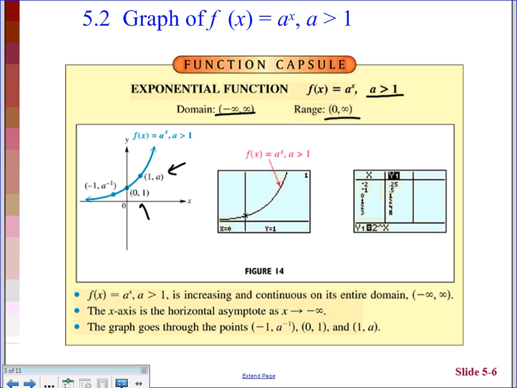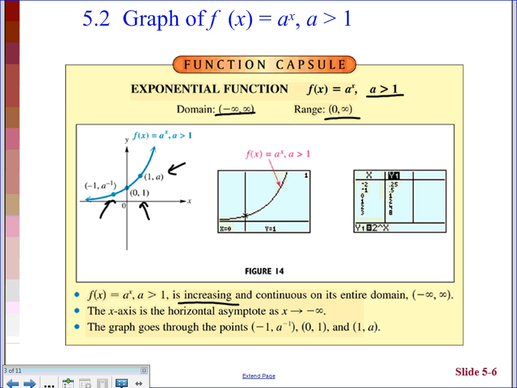This point, this point, and this point, because we're going to graph these functions here in a minute. I want you to always graph at least these 3 points on the graph and maybe a couple more on either side of those. So 3 to 5 points is a good thing to start on when you graph these exponential functions. It's increasing, always increasing, and continuous on its entire domain.